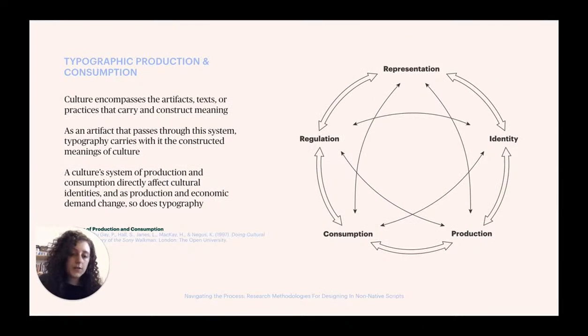Within this work, it's also important to study the systems of production and consumption within the new culture. This diagram, called the systems of production and consumption, shows how artifacts pass through the different areas of a culture. So typography as an artifact passes through production, consumption, regulation, representation, and identity, and it carries with it constructed meanings of culture that it picks up in each of these phases.